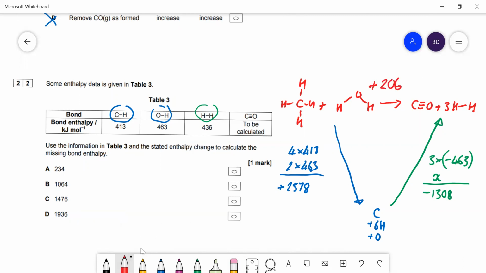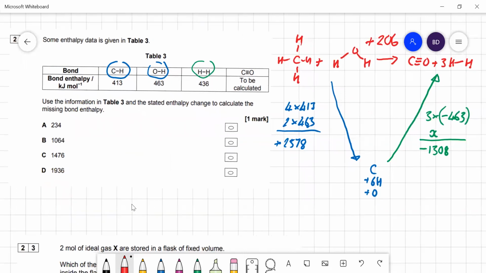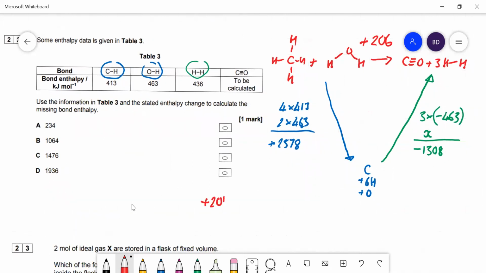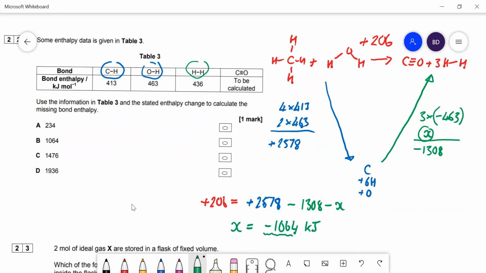So using Hess's law, we say plus 206 is equal to plus 2578 minus 1308 minus X for the carbon monoxide bond. So rearrange all that, we get X is equal to minus 1064. Now it's given in kilojoules. It's given us a minus value because we are forming that bond. So the answer is 1064. The answer is B.